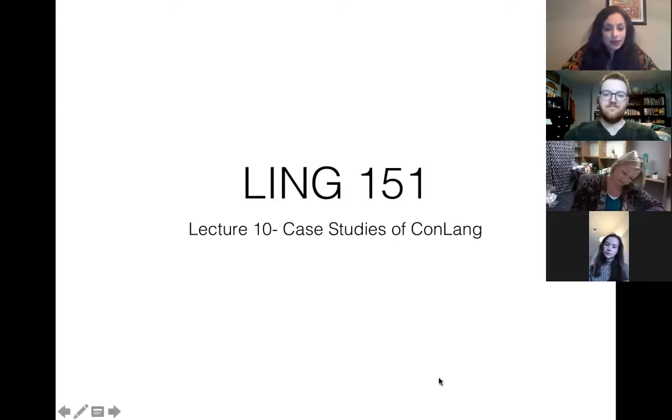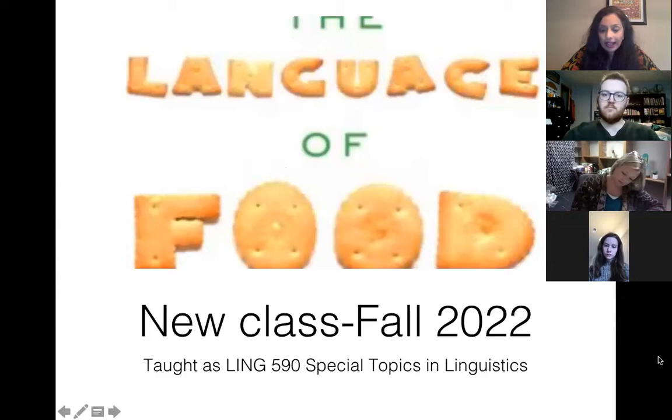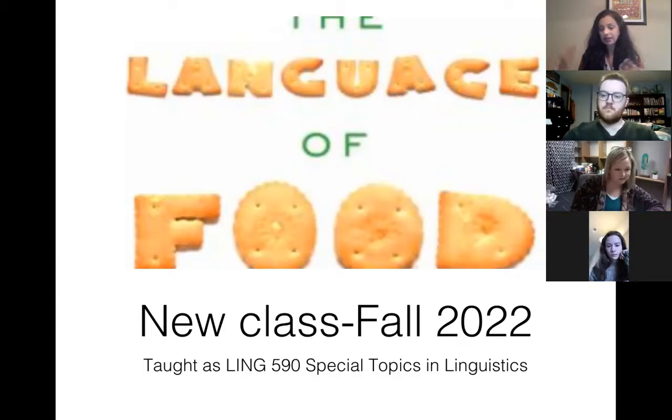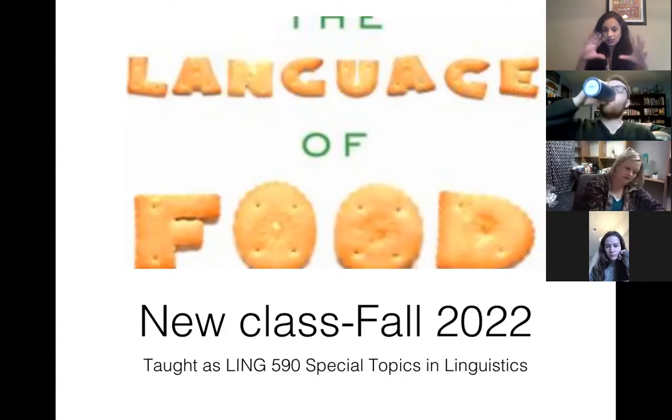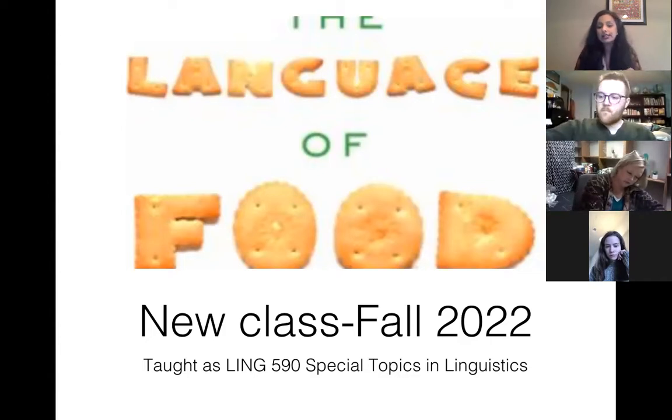All right, so let's get started. I have a new class that I'm teaching in fall of 2022. Sometimes I teach this as a 100 level class, like 152, but next semester I'm teaching this as a 500 level class because some graduate students in my department want to take it as well. It's called the language of food, but when registration opens up, it's going to be listed as Linguistics 590 special topics in linguistics. But the special topic for next semester is the language of food.